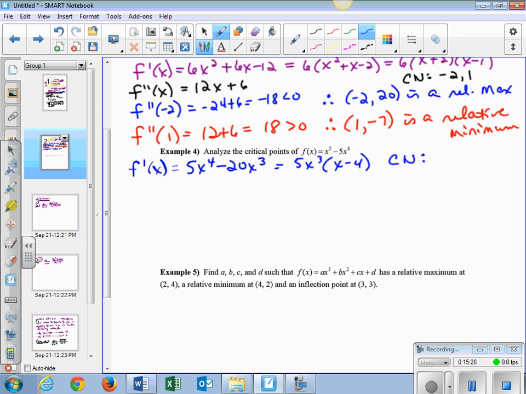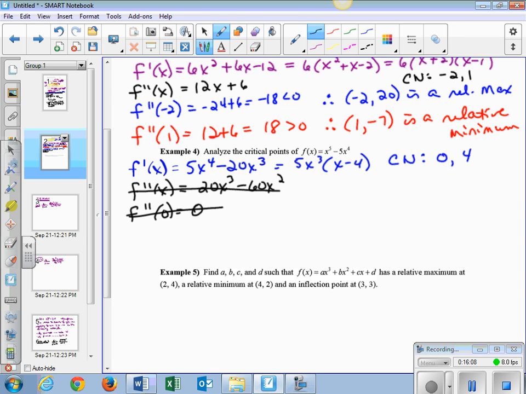What are my critical numbers? What makes that first derivative 0 or undefined? I get 0 and 4. So I'm going to go ahead and find my second derivative. So that's going to be my 20x cubed minus 60x squared. Now let's take 0. If I find the second derivative at 0, I get 0. Now look back at the top of the page. If your second derivative is equal to 0, it's inconclusive, and you have to use the first derivative test anyway. So bummer. Second derivative didn't help us at all.